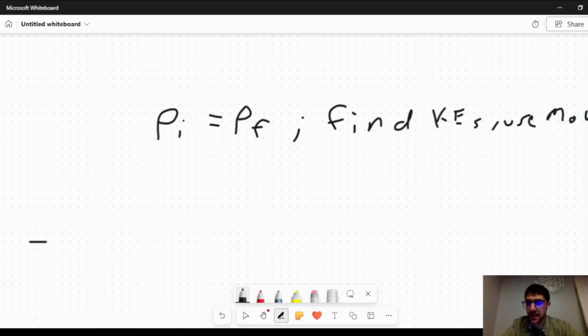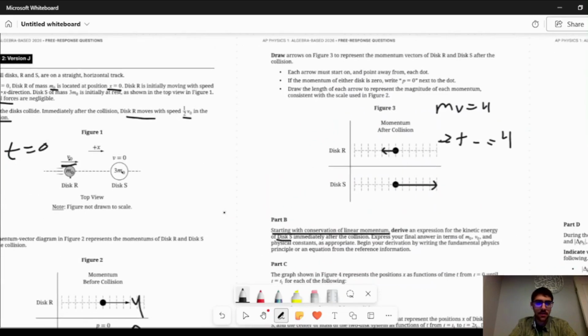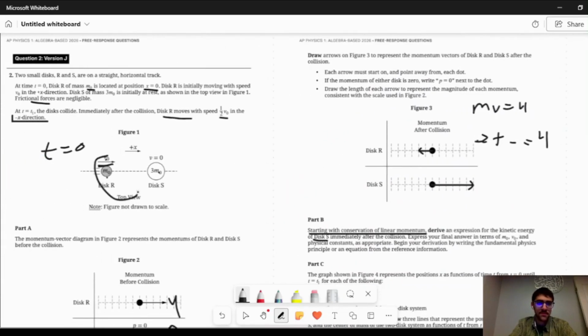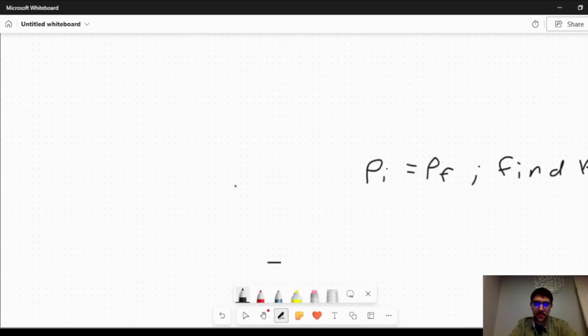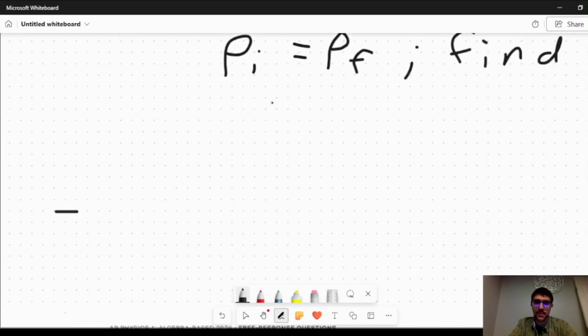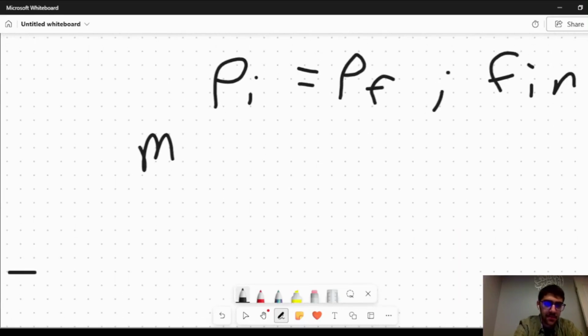So first things first, let's just write down our initial momentum. Oh, first things first, you have to write this down. That's a whole point. It's a free point, so you should just do it. And then initially, our momentum was only in disk R. It was the only thing that was moving, this one. And the momentum is mass times velocity, as it's in the equation sheet if you forget. So it was just m0 v0.